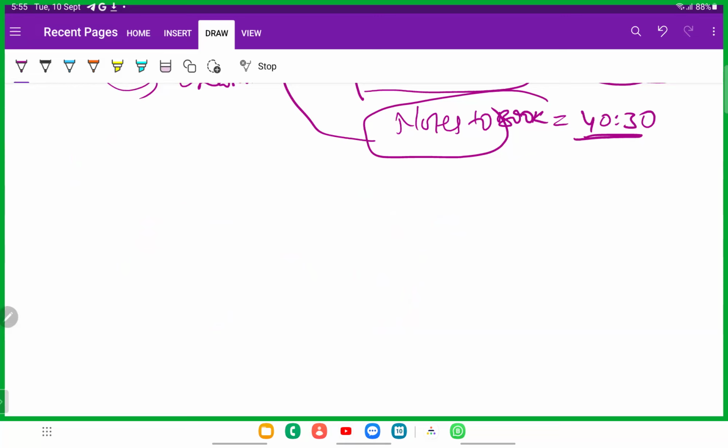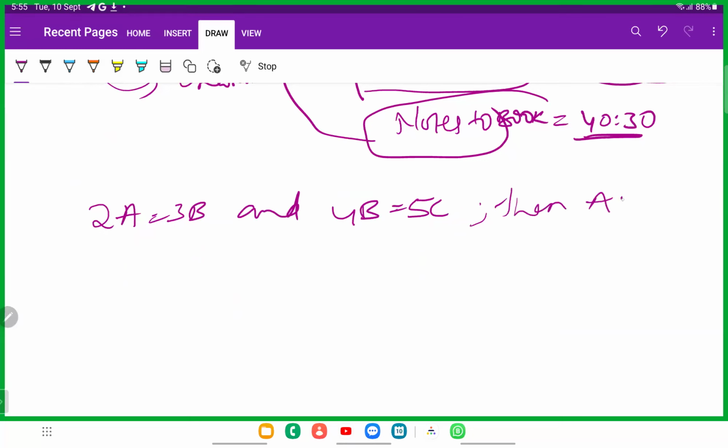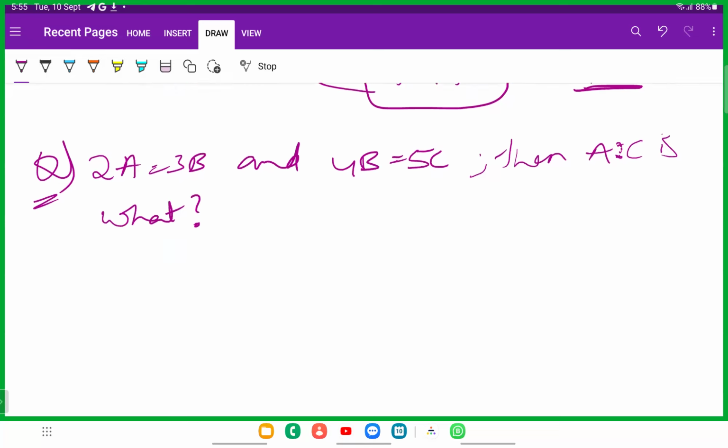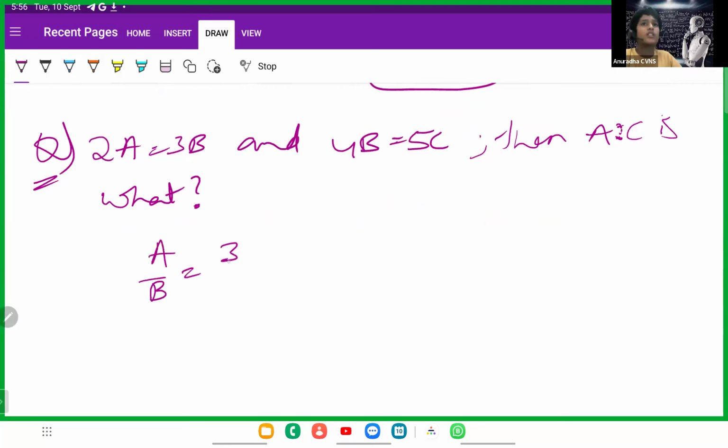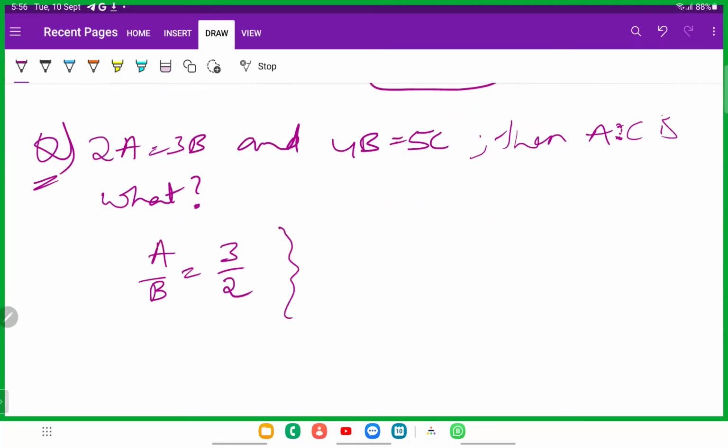So next simple problem I'm giving you. 2a is equal to 3b and 4b is equal to 5c. Then a is to c is what? So I hope you people know this. A by B can be written 3 by 2. Similarly, B by C can be written as 5 by 4.